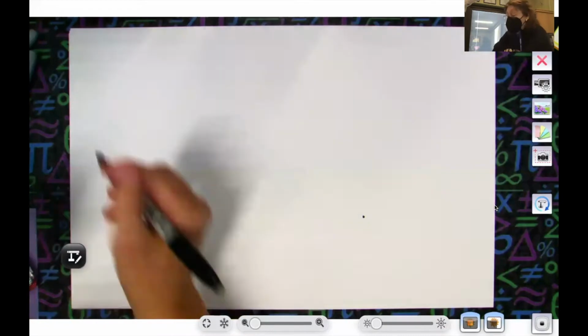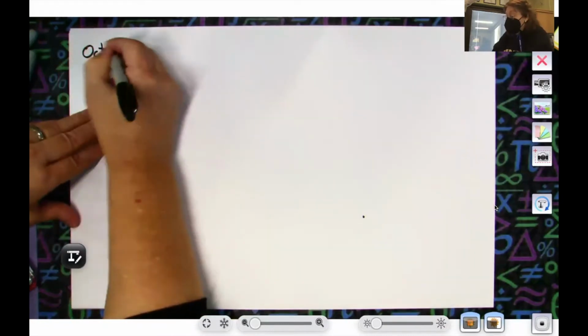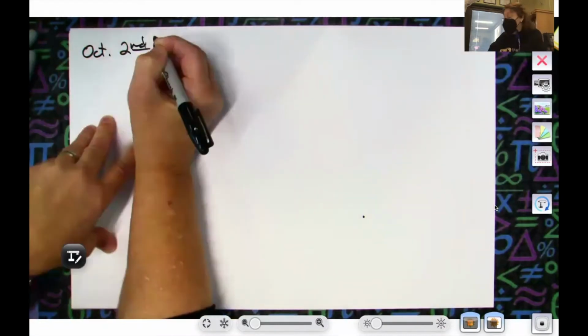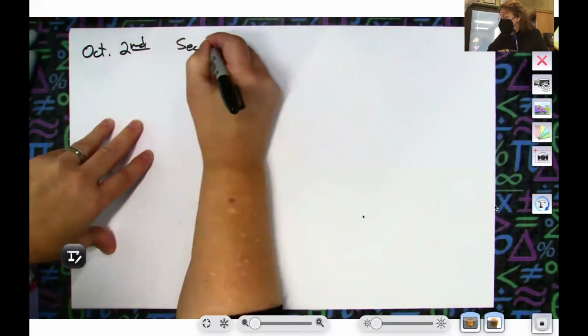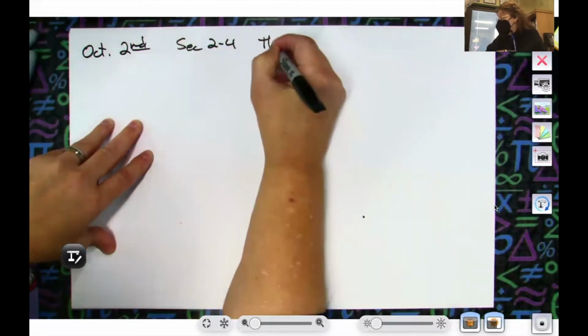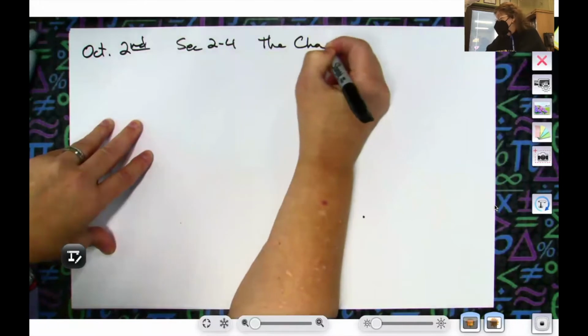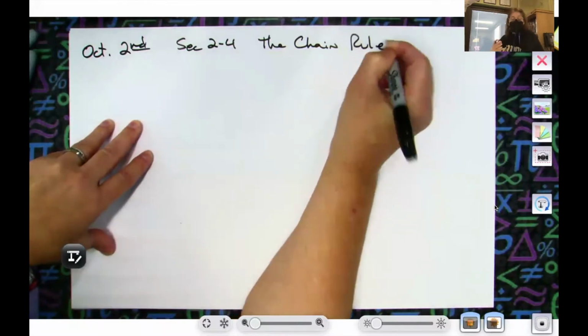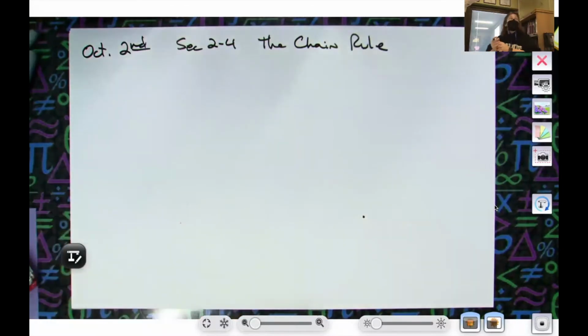Right, so October 2nd, and section 2-4. We're introducing the chain rule. The chain rule deals with composite functions. You have to have a composite function, and we did composite functions in pre-calc.